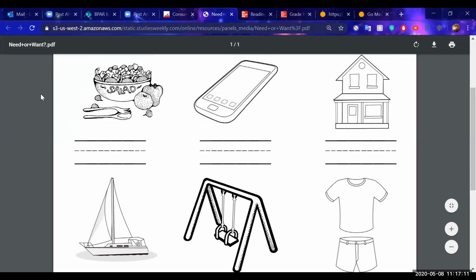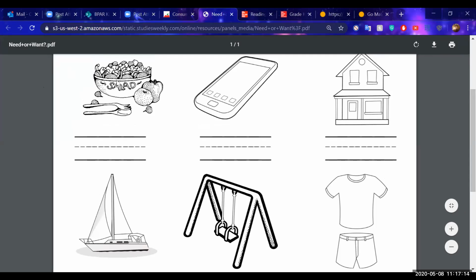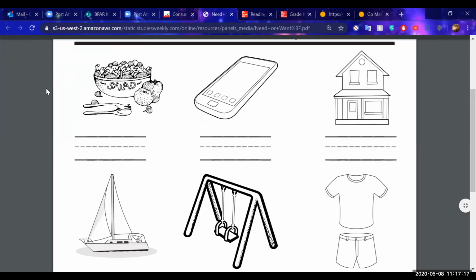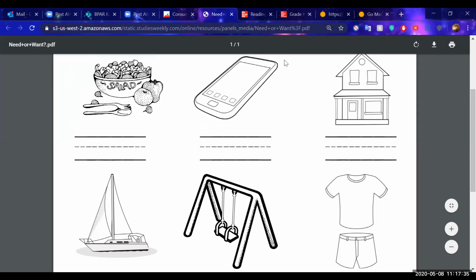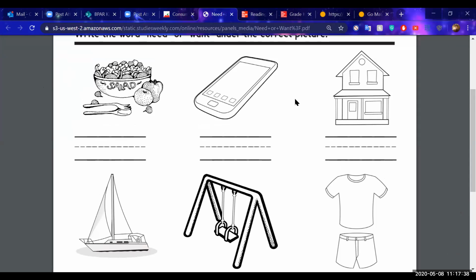Right, now you should be able to see my screen. The first picture we have is a picture of salad. Is salad a need or a want? Salad is a need because salad is food, and you need food in order to nourish your body. Great job. Next is a picture of a cell phone. Is a cell phone a want or a need? A cell phone is a want. We enjoy being able to communicate with other people and do things on our phones like play games or use different apps, but we don't need that to survive.